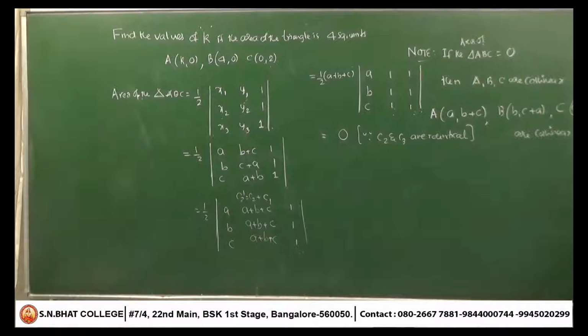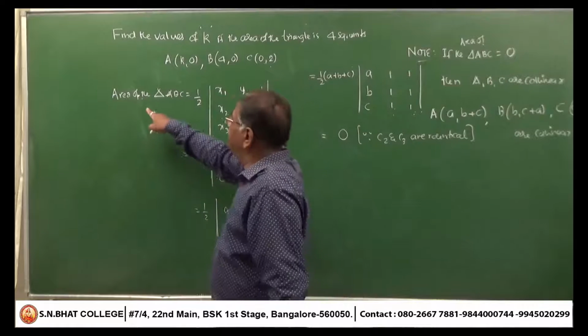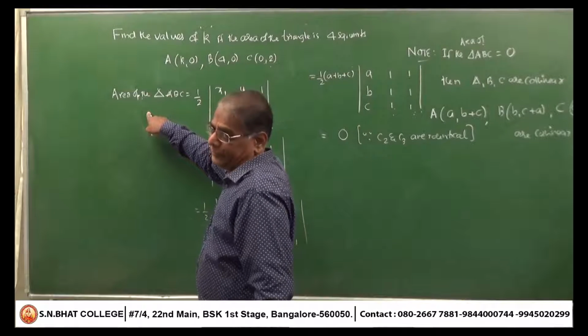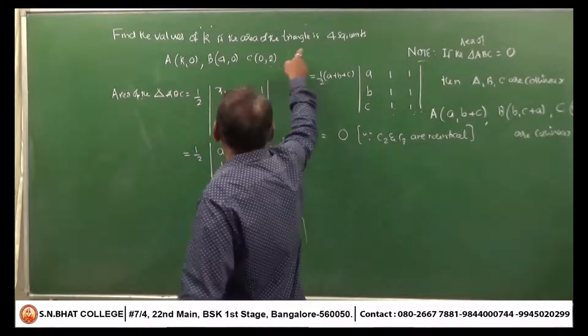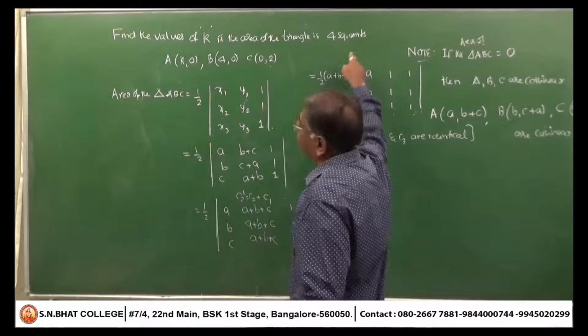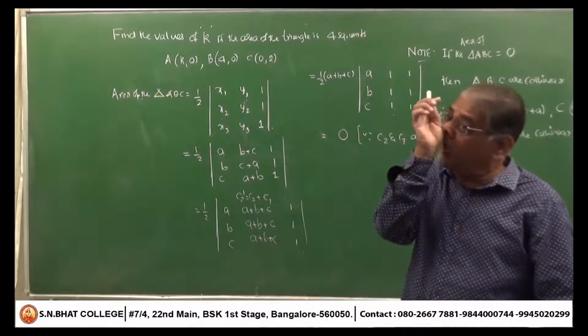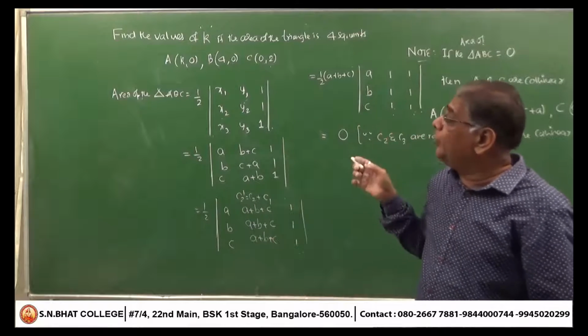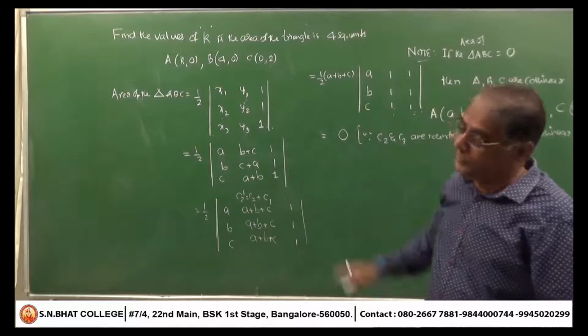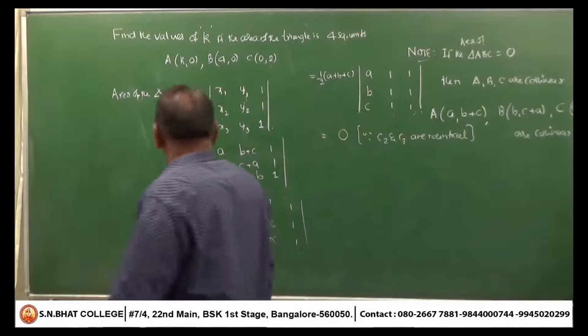The question is, find the values of k, which means you should get two values. The area of the triangle may be plus or minus, so on the left hand side you take plus or minus 4 square units, because you may get area negative or positive. To get two values of k, you take plus or minus 4 on the left hand side.